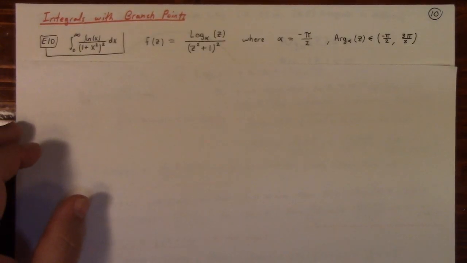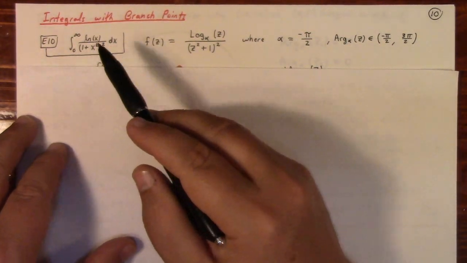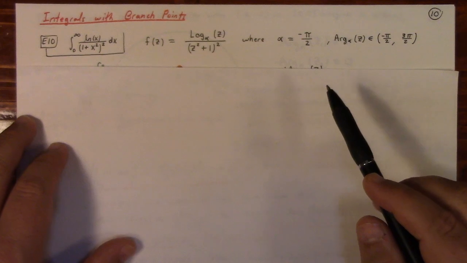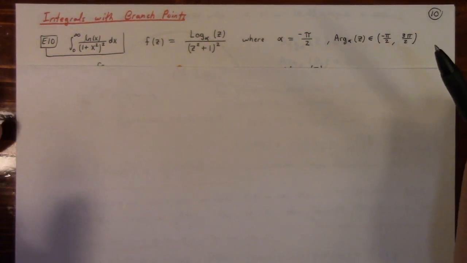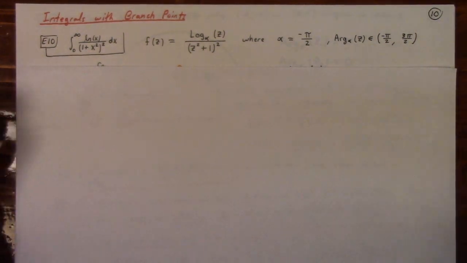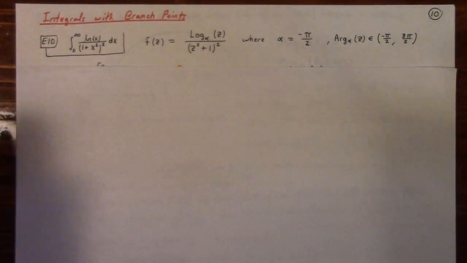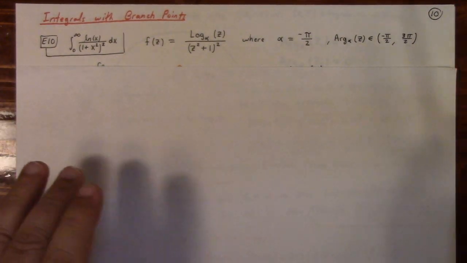All right, so the integral from 0 to infinity of log x over (1 plus x squared) squared. So this is the one I tried in class last time, or I didn't try this exactly, but I tried something like it, and it just blew up at me, because I forgot how to do it, and the way I was doing it was not helpful, as we saw. So here's how to do it.